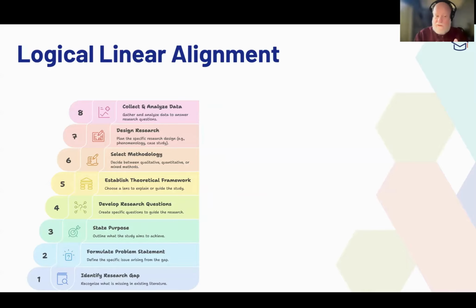Here's an example of logical linear alignment, but just in a different way than I was showing. On the prior slide, I was showing top down. This shows the same thing, but you could see it as bottom up. And I think this is honestly a better way to conceptualize logical linear alignment because the gap is the foundation. From that foundation comes the problem, then purpose, then questions, then theory, then methodology, then design, then how you're going to collect and analyze.